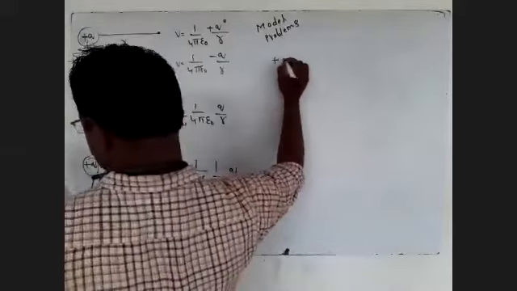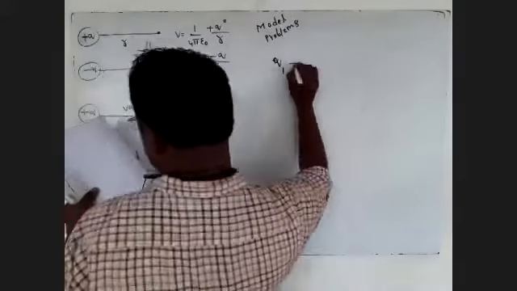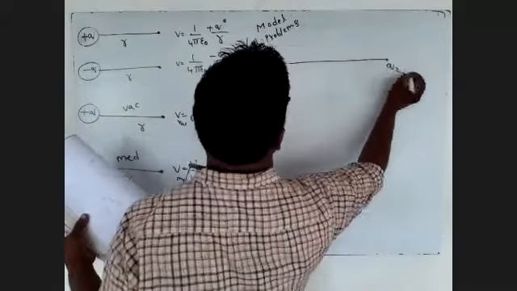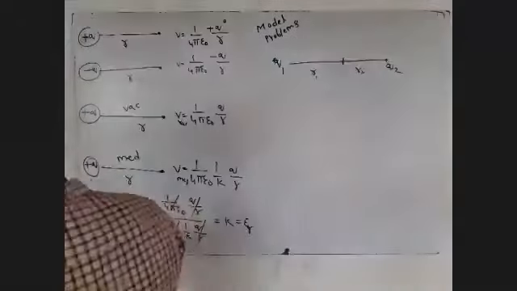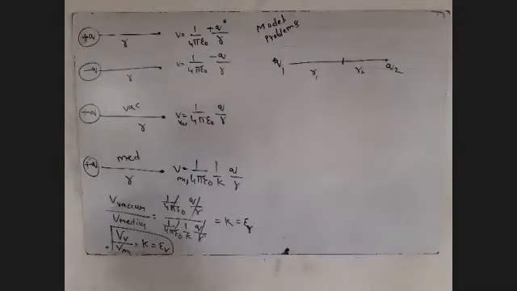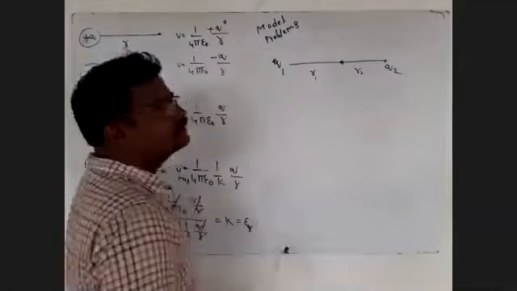This is the Q1 charge, and this is the Q2 charge. So this is a point P, at distance R1 from Q1 and R2 from Q2. At this point we have to calculate the electric potential.